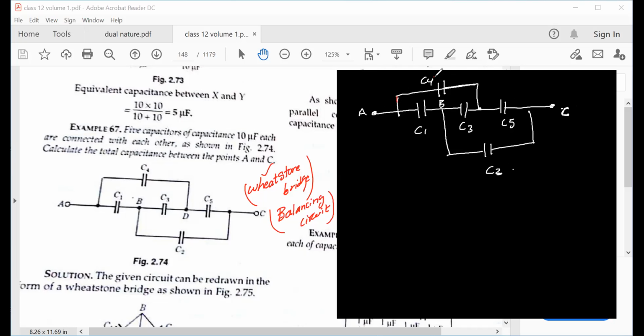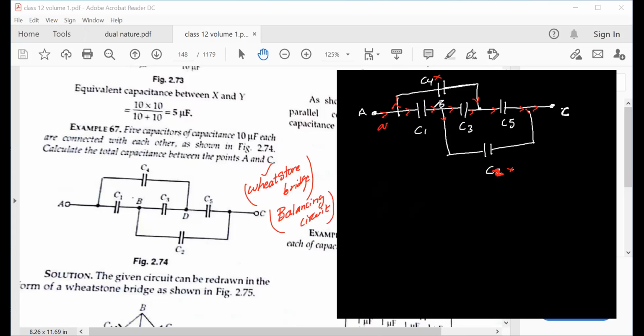Earlier, we didn't have C4 and C3, only C2, so we could easily say they were parallel connections and solve it. But if we place capacitors instead, what are the conditions? As usual, I apply some charge passing through it. Different charges pass through all the capacitors. We can say all are parallel, but we cannot identify where to start.